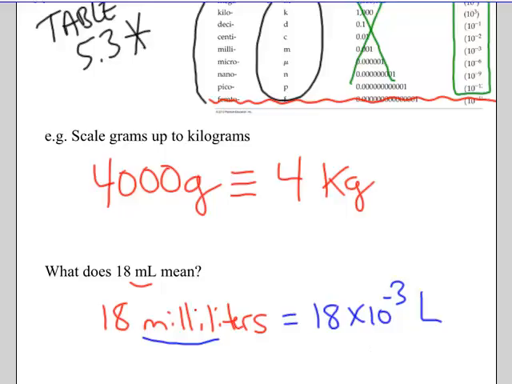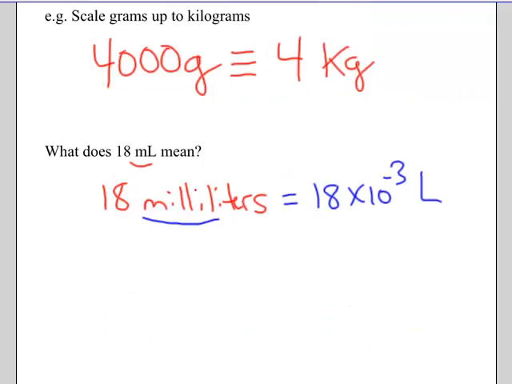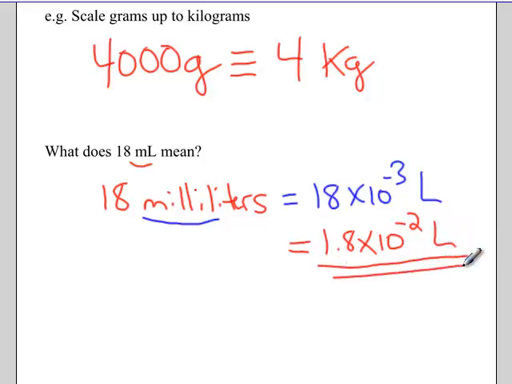And notice this is not proper scientific notation. I would have to move the decimal over one place to the left, 1.8 times 10. So I had to move it over one place. This would be 1.8 times 10 to the first, positive first. And then when I multiply that by 10 to the negative third, it's going to give me a final answer of 1.8 times 10 to the negative 2 liters.